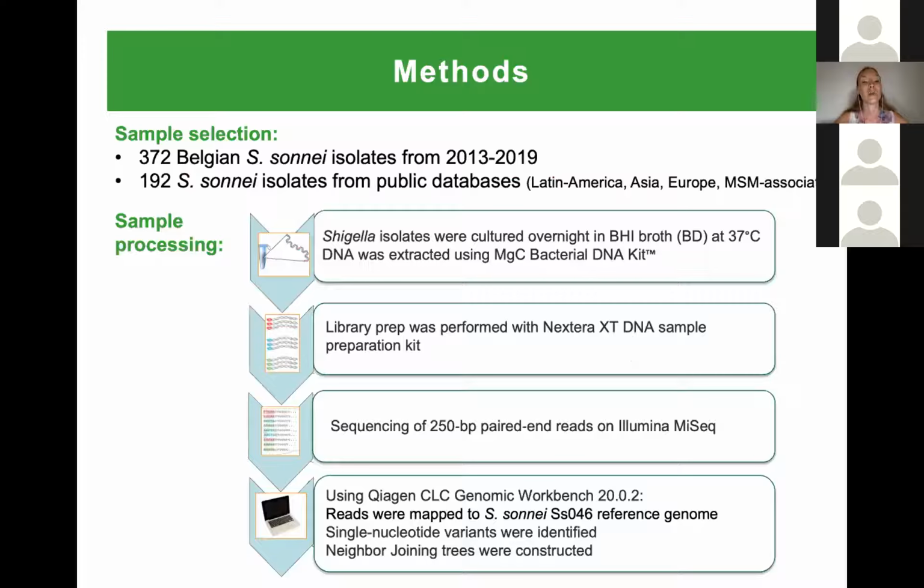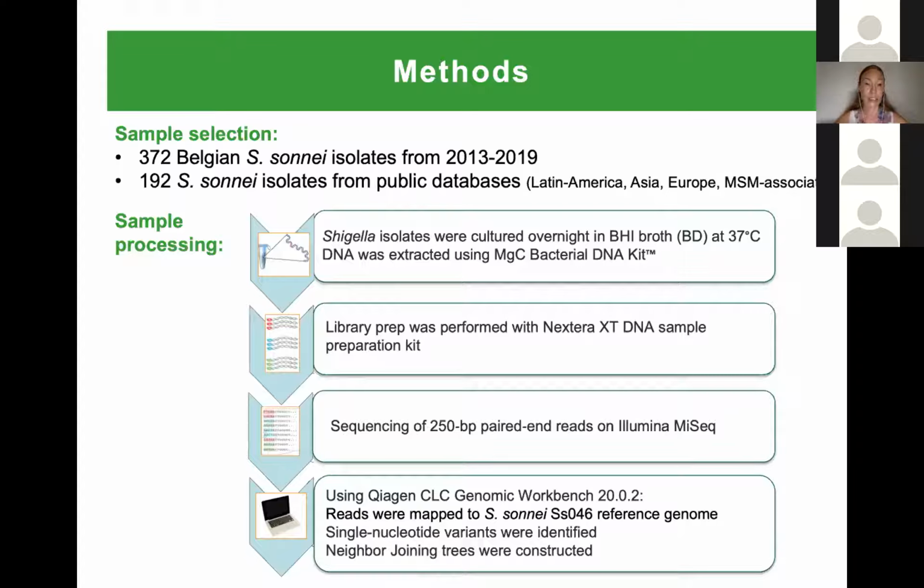Therefore, we performed first a sample selection. We were not able, due to commonly known restraints, to sequence all the Shigella sonnei isolates. So we selected 372 across the different years and also across the different provinces of Belgium to get the best picture between 2013 and 2019. We furthermore combined our data with data from public databases, 192 samples, coming from different parts of the world, such as Latin America, Asia, Europe, and also with known MSM association.